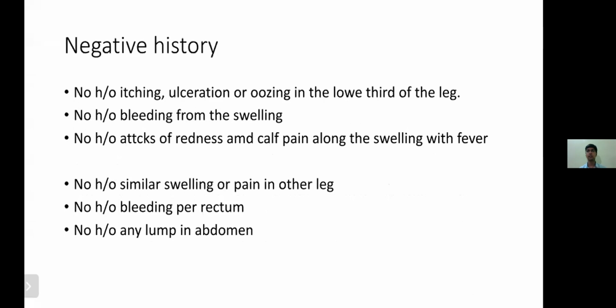Complications are ulceration, lipodermatosclerosis, which are two common complications, and edema. And hemorrhage, obviously. So bleeding, as she has mentioned, itching, ulceration, oozing. That is all about lipodermatosclerosis and ulceration. And no attacks of redness along with swelling and fever. That is cellulitis superimposed on varicose veins or chronic venous hypertension.